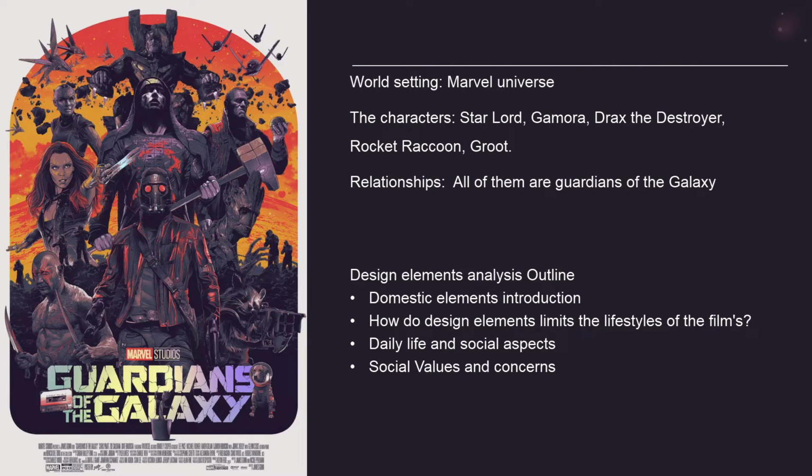There are five different characters: Star-Lord, Gamora, the Destroyer, Rocket Raccoon, and Groot, and their relationship began with the stealing of the orb. The next parts are part 2 and part 3. I will analyze the design elements in the film. First, I will introduce the domestic design elements and design composition of the film. Then I will explore how these design elements limit the lifestyle in the film, and do some daily life and social aspects analysis. Finally, I'm going to analyze the domestic design and the sociological and cultural aspects of the film.